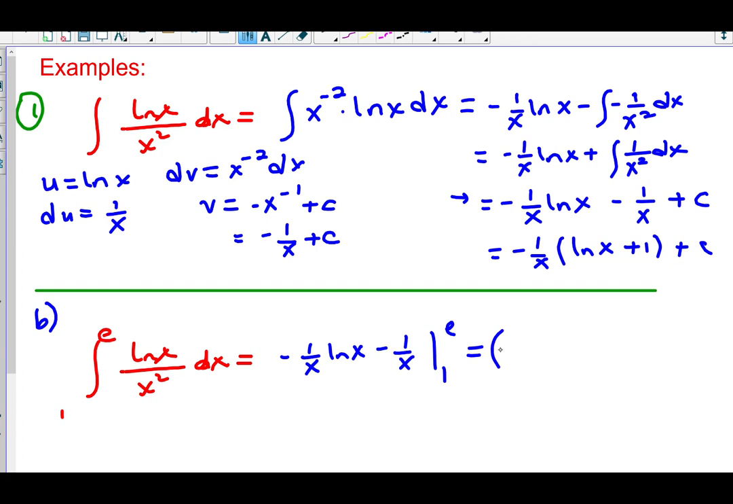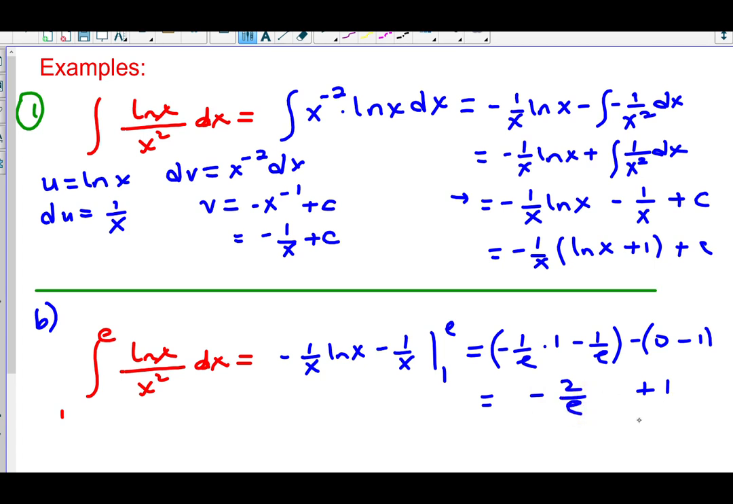Plug in an e, so you're going to have -1 over e. ln e is 1, so I'm going to put a 1 for that, minus 1 over e. Minus, plug in a 1. Now ln 1 is 0, so that times anything will be 0. And then minus 1 over 1. So the two negatives at the end give me a positive 1. And -1 over e minus 1 over e. So that's like -2 over e.